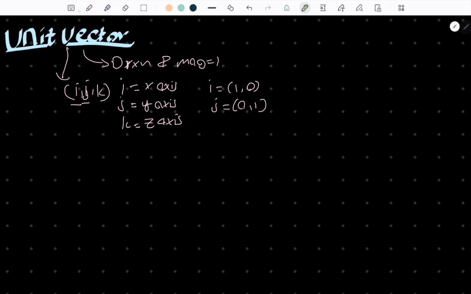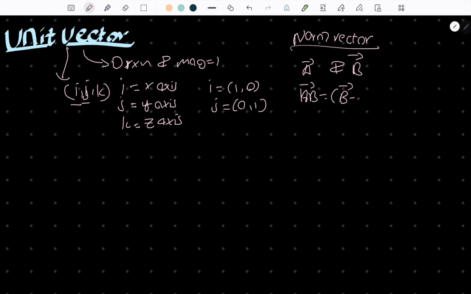So let's talk about norm vectors. When we look at norm vectors, we need to look at position vectors. For example, if we have a point A and then B, the vector will just be AB, in which the coordinates of A are subtracted from B. Let's look at this with an example.